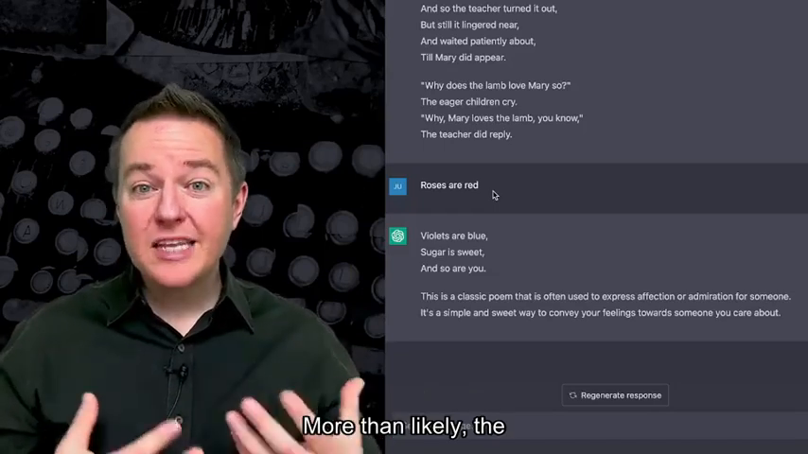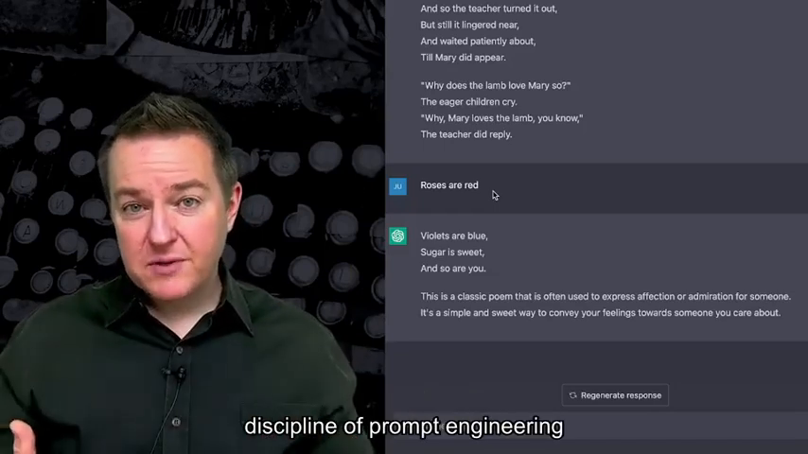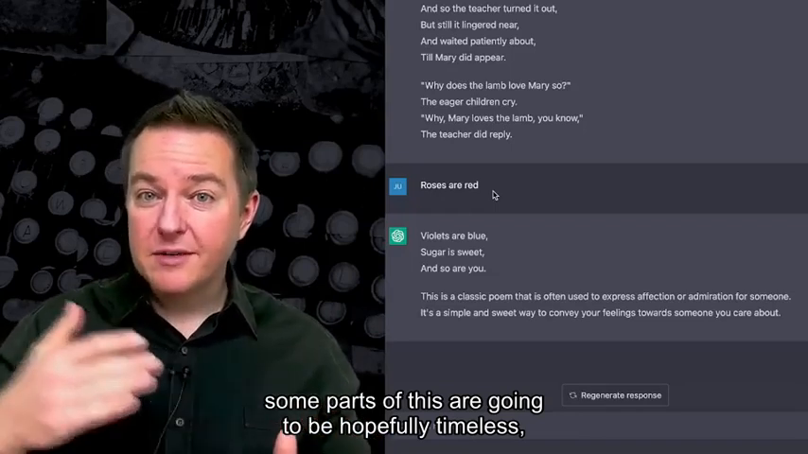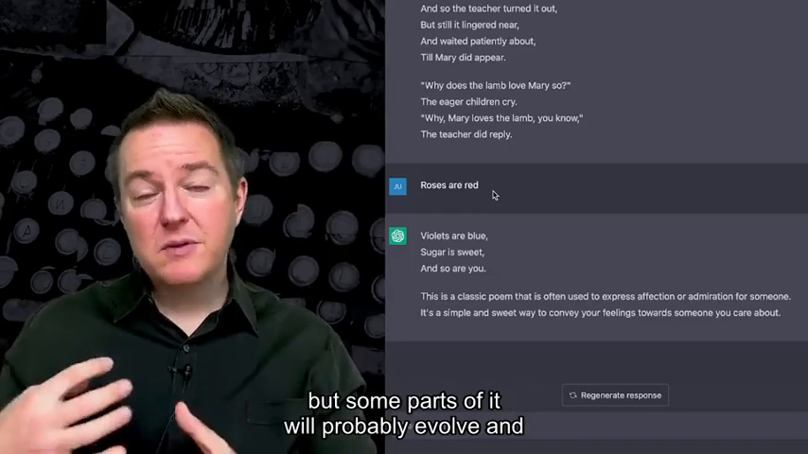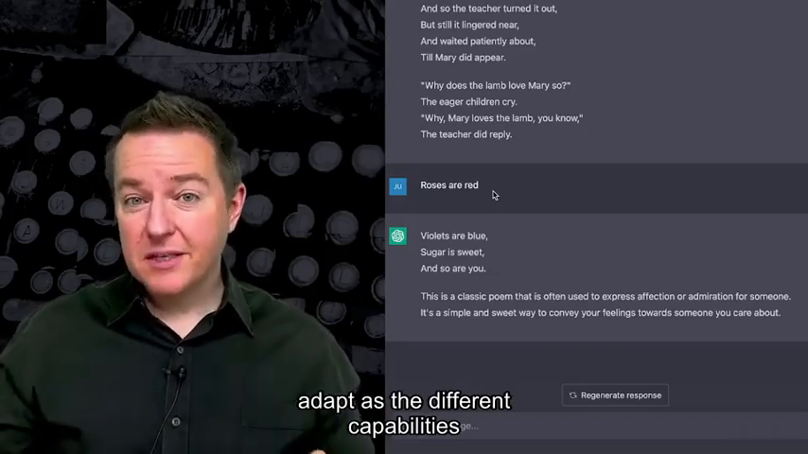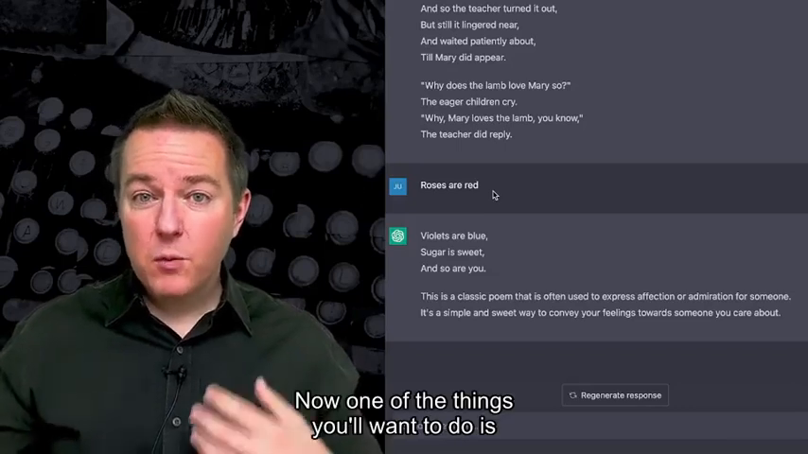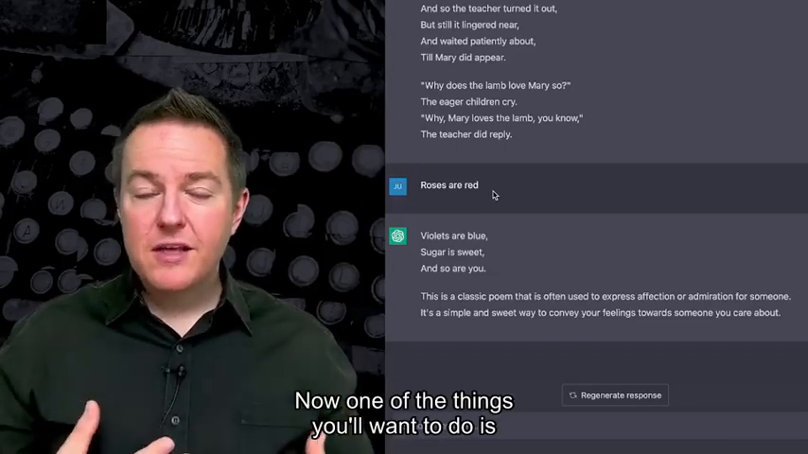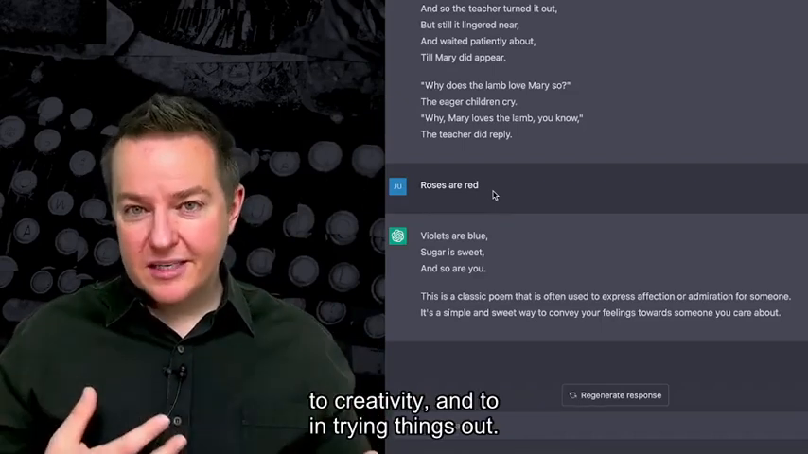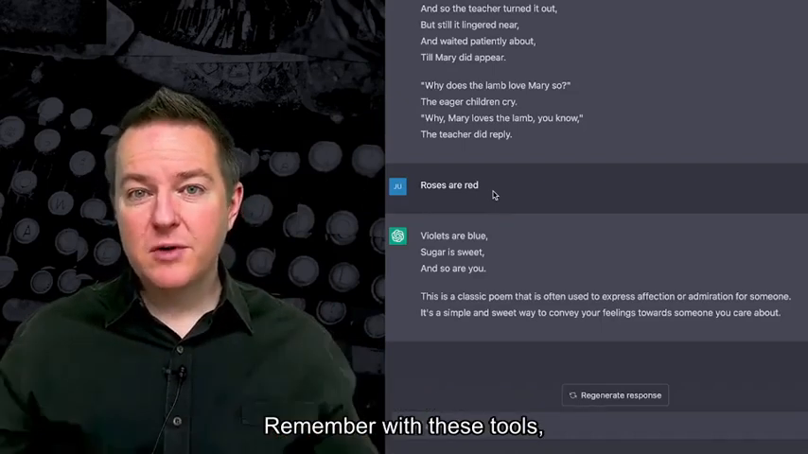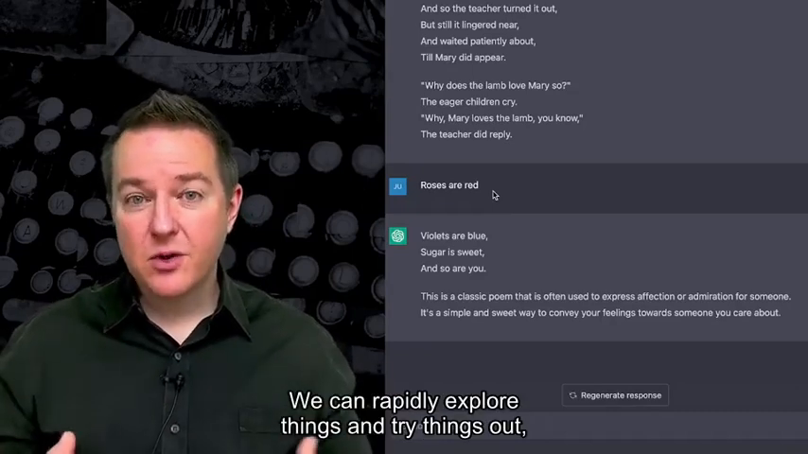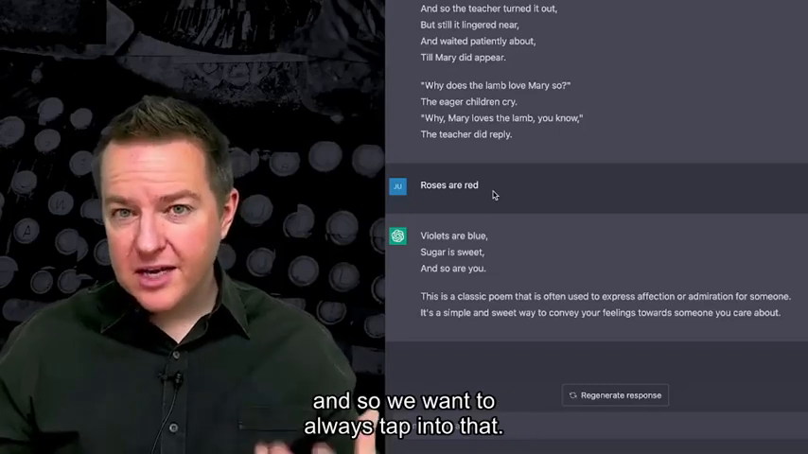So more than likely, the discipline of prompt engineering and what you're learning, some parts of this are hopefully going to be timeless, but some parts of it will probably evolve and adapt as the capabilities of these models evolve. Now, one of the things you'll want to do is always have that openness to experimentation, to creativity, and to trying things out. Remember, with these tools, we can rapidly prototype, we can rapidly explore things and try things out. And so we want to always tap into that.